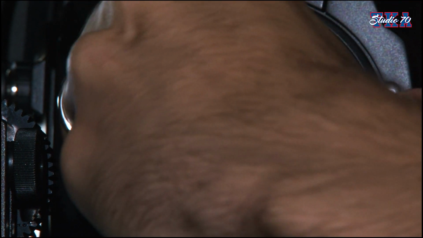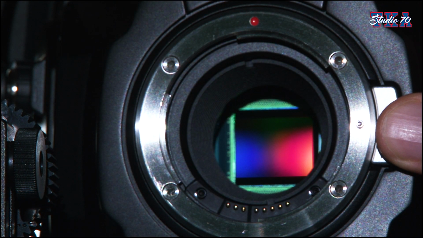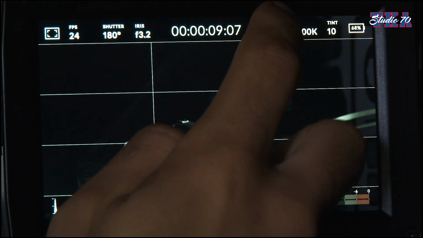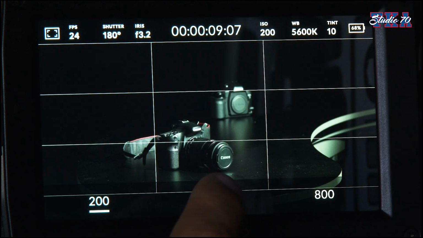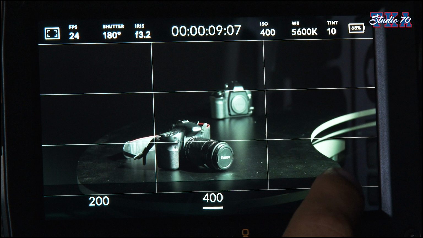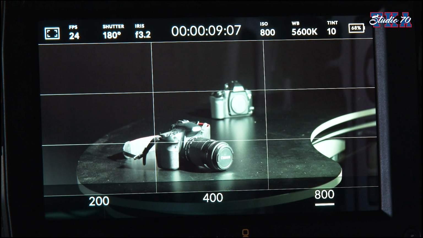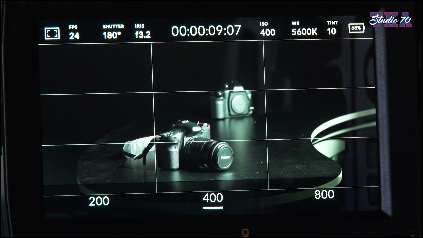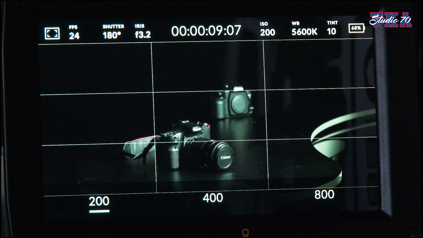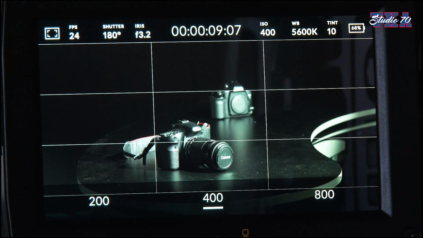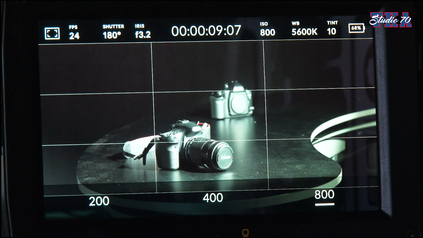ISO refers to the light sensitivity of the camera's sensor. This is an electronic function, not a mechanical one. By changing the ISO on your camera, you are telling the camera's computer how to interpret the footage. A low ISO will make your camera insensitive to light, and a high ISO will make your camera sensitive to light. The lower the ISO, the darker the image, and the higher, the brighter.